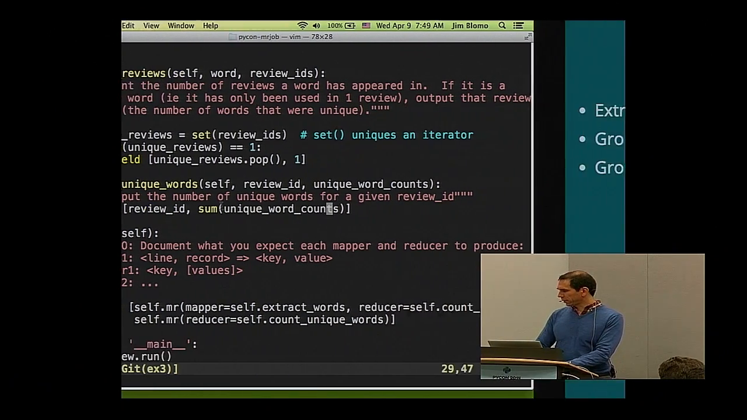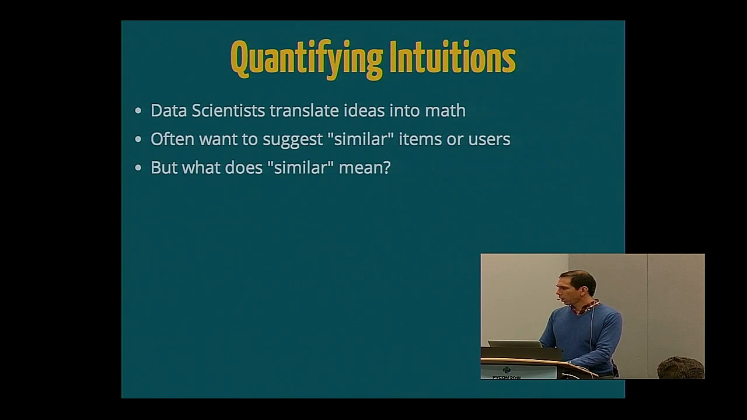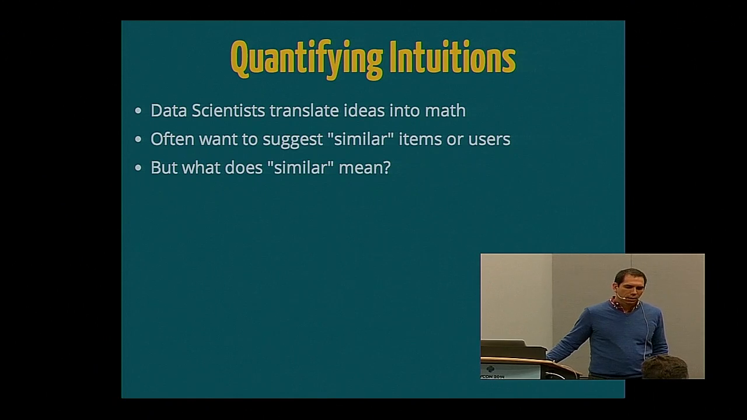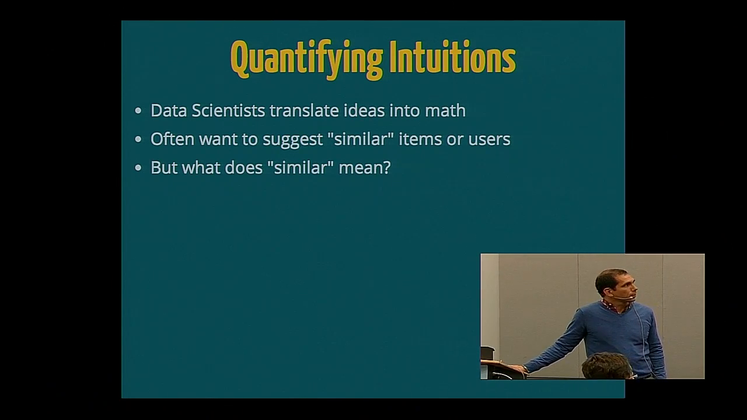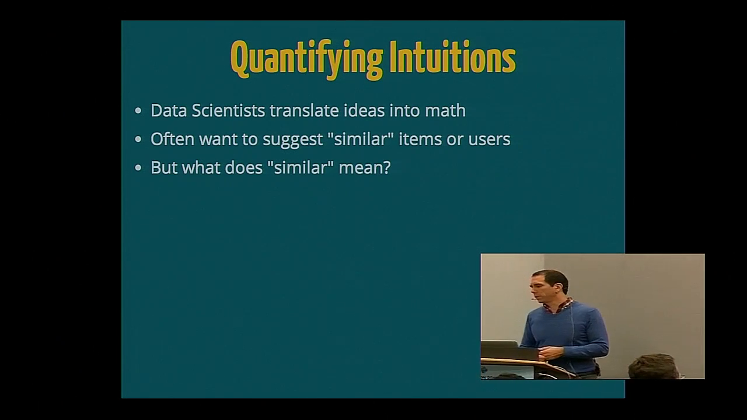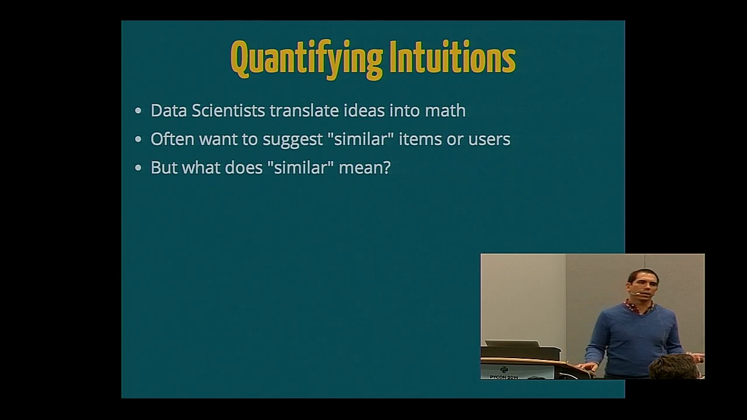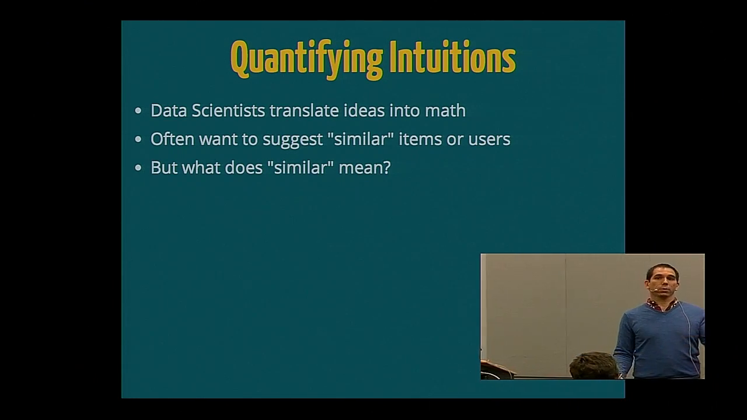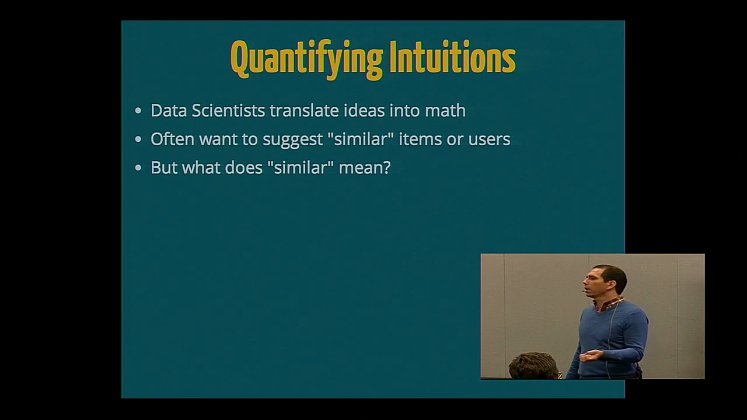All right, let's jump back to the slides. We're going to go into a little bit of data science here and do a little more analytics work. One of the core jobs, as I see it, for a data scientist is translating an idea or an intuition into a mathematical concept or a number that can be quantified. One example of this is that we often want to suggest similar items to a user, or suggest similar users that you want to follow or friend.